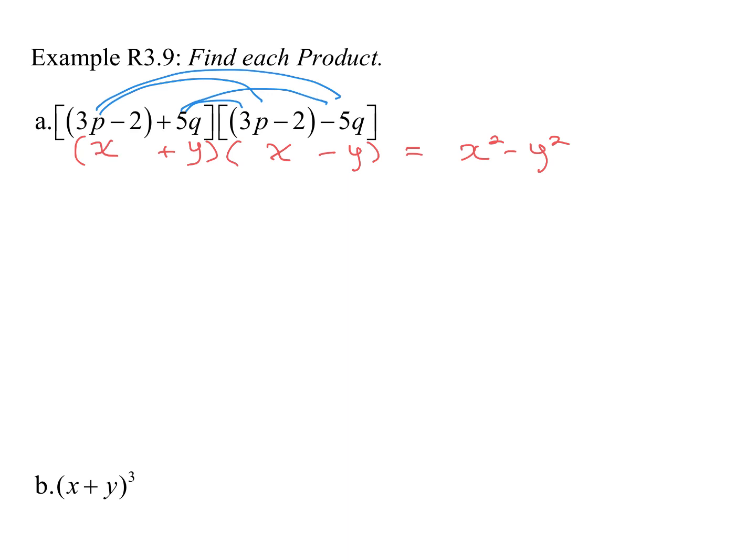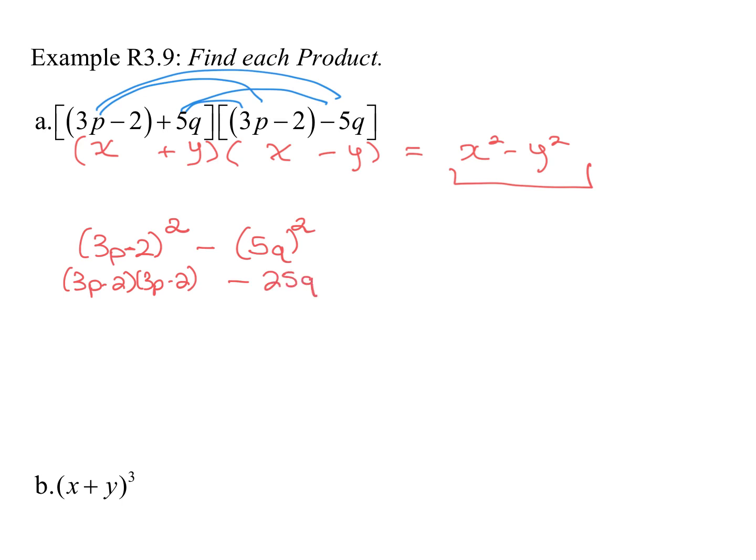So let's go ahead and recognize our pattern, and so I'm going to do what I did here in red. So if I say that 3p minus 2 is x, so this is going to be (3p minus 2) squared minus (5q) squared. So this means that I have to do (3p minus 2) times (3p minus 2), which is another pattern, but I'm going to take care of this first, minus 25q squared. This is the pattern we used on the previous example where we have (x minus y) squared, and it becomes an x squared minus a 2xy plus a y squared.